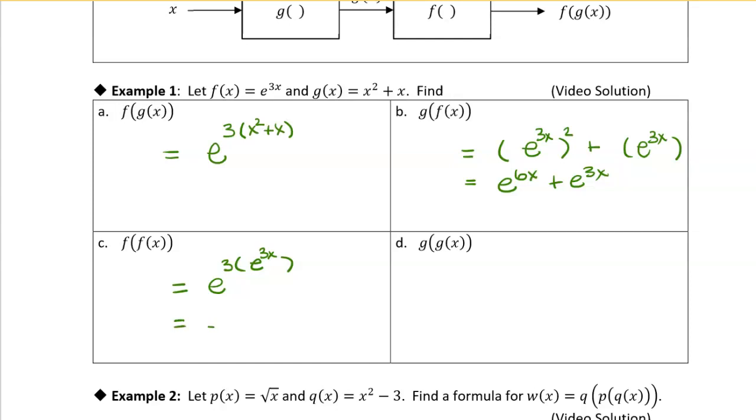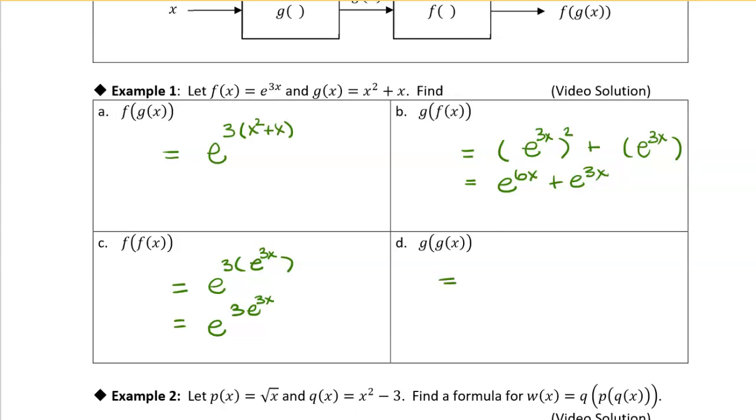I could write this as 3e to the 3x if I wanted to, without the parentheses. I put the parentheses in there just to emphasize where the input is. I'm replacing the input of x with the parentheses and then putting the new function in. But there you go. We've composed f of x with f of x. And we could do the same thing with g of x and g of x. We could compose g of x with g of x.